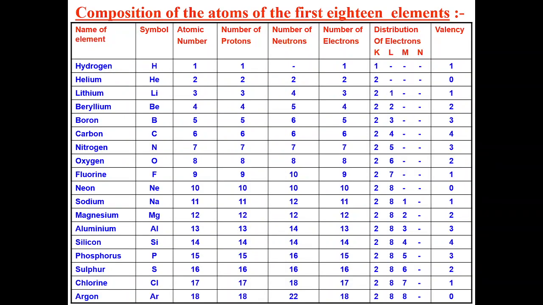Now just look at this table. In this table, we are given the elements from hydrogen to argon, their symbols, the atomic numbers starting from 1 to 18, the number of protons, number of neutrons, and number of electrons. The distributions are mentioned here and their valencies. We'll talk about this term at the end. Now let us start drawing the elements. We will take some elements from here like hydrogen, carbon, sodium, and sulfur.